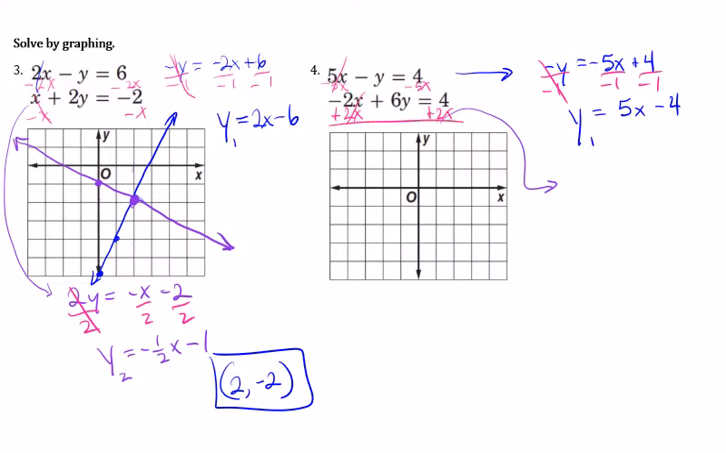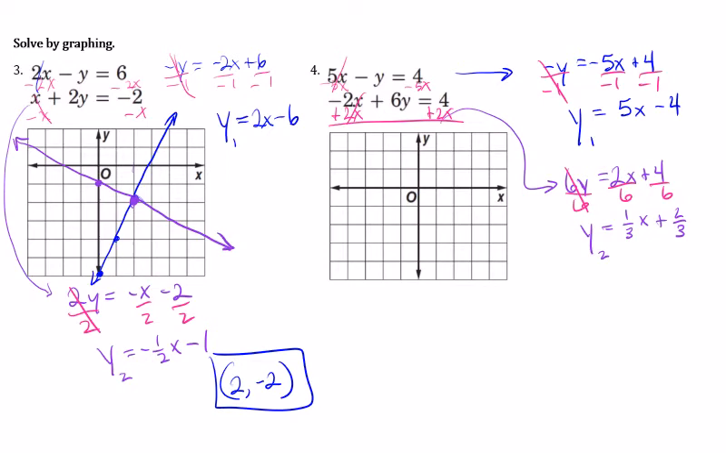And so we'll end up with 6y equals 2x plus 4. So we need to divide everything by 6. So we get y equals 1/3 x plus 2/3. 2 over 6 reduces to 1/3, and then 4 over 6 reduces to 2/3. All right, so we'll call that y2.